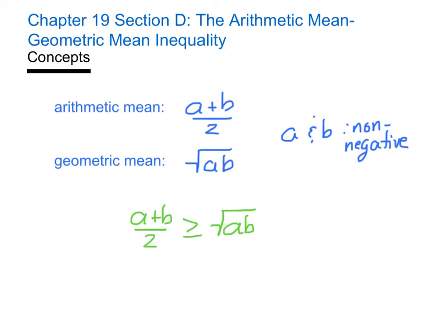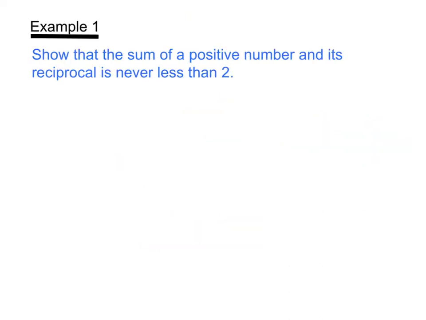And the case where they're equal is when a equals b. So if a and b are equal, then the arithmetic mean and geometric mean are equal. But otherwise, the arithmetic mean is always bigger. And we can use this property to help us solve some optimization problems. So let's take a look at an example problem.